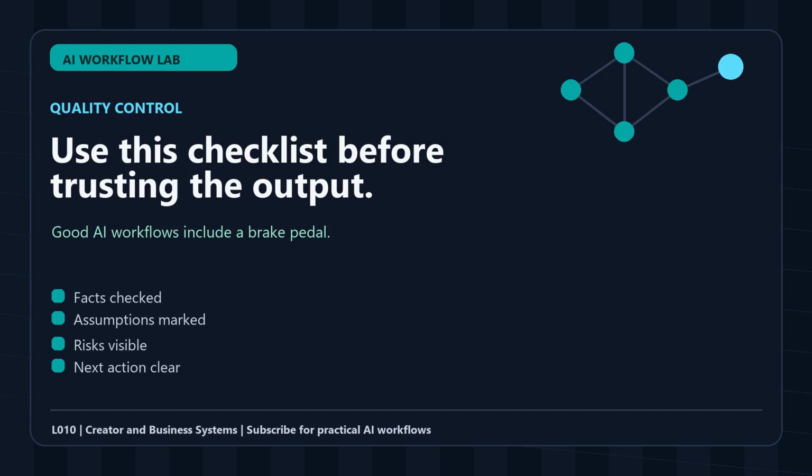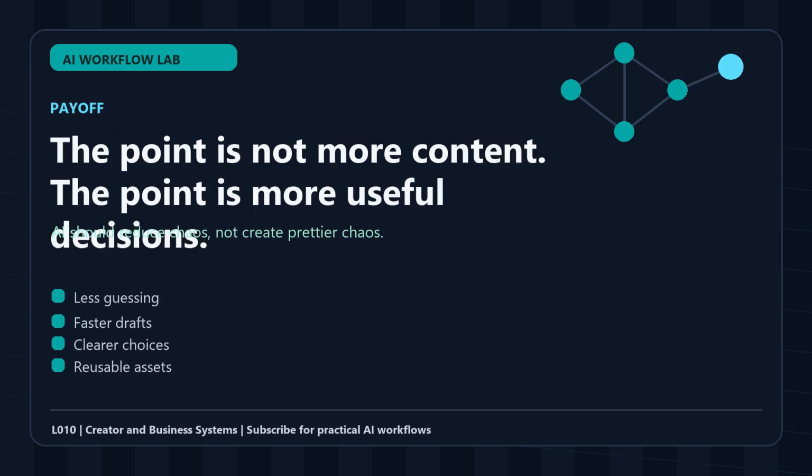Quick recap. We started with the problem: scattered context and one-line prompts create generic output. Then we built a workflow around a job description, scoring rules, a stable output template, messy testing, and a quality control checklist. That is how build a client onboarding system with AI becomes practical instead of theoretical.